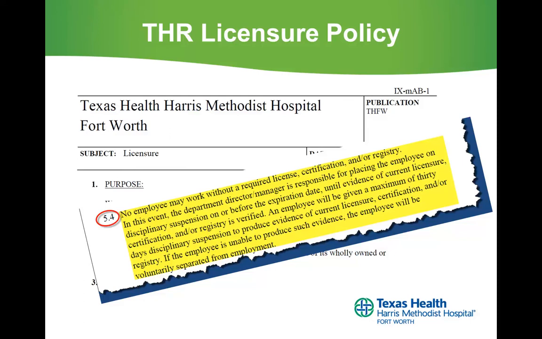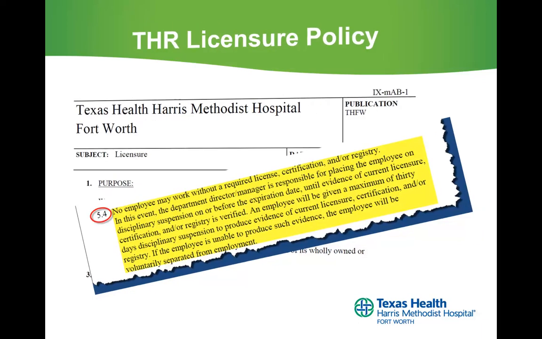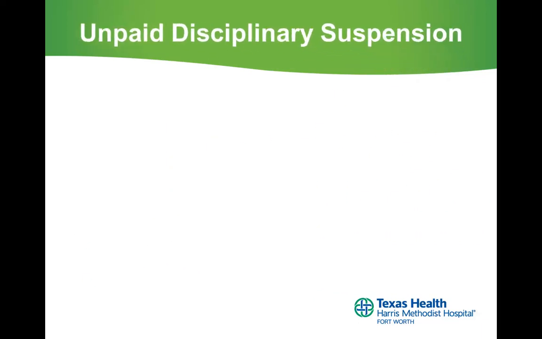The THR licensure policy states that no employee may work without the required license, certification, and/or registry. In the event an employee's license, certification, and/or registry expires, the department director or manager is responsible for placing the employee on unpaid disciplinary suspension on or before the expiration date until evidence of current licensure, certification, and/or registry is verified.